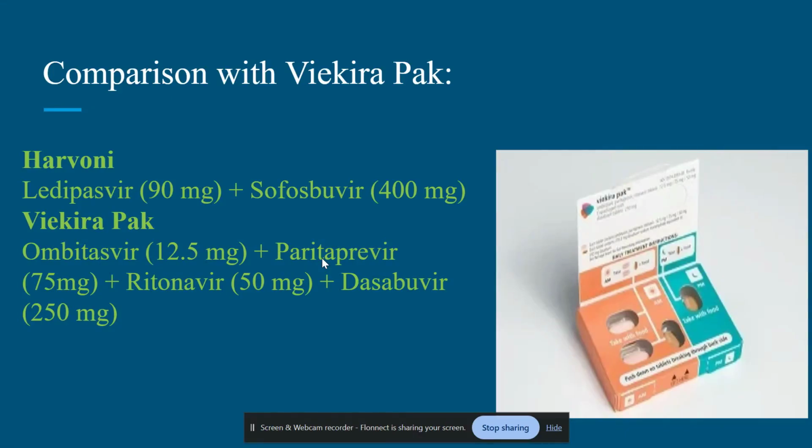Now I can compare this drug with Viekira Pak, which is also used for chronic hepatitis C virus infection. As we know, Harvoni is a combination of two drugs, ledipasvir and sofosbuvir, but Viekira Pak is a combination of these four drugs: ombitasvir, paritaprevir, ritonavir, and dasabuvir.